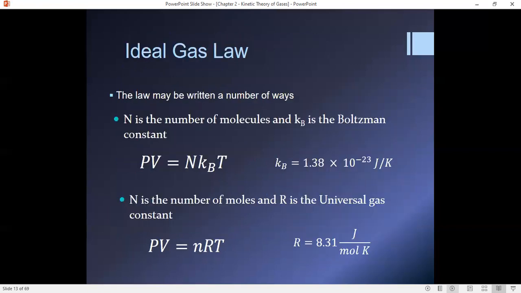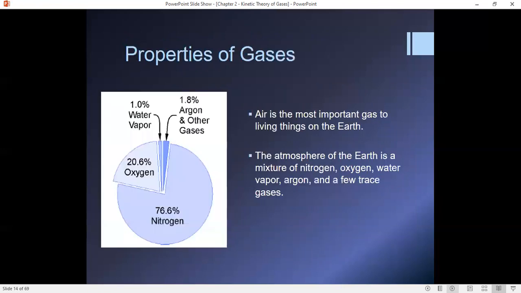Okay, let's see where these equations come from. Again, air can be assumed to be pretty close to an ideal gas. It's one of the most important gases to living things on Earth. We know that our atmosphere is mostly nitrogen, about 3/4 nitrogen, about 1/5 oxygen. And this is something that varies a tremendous amount.